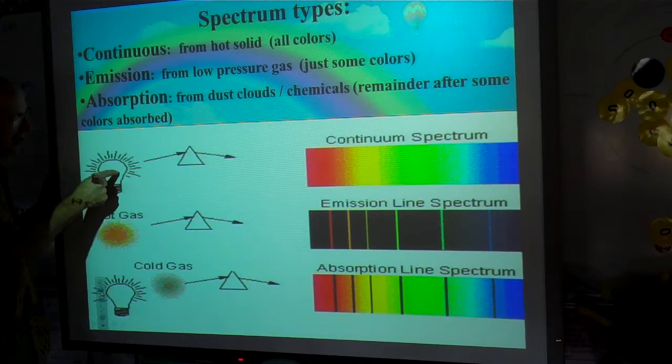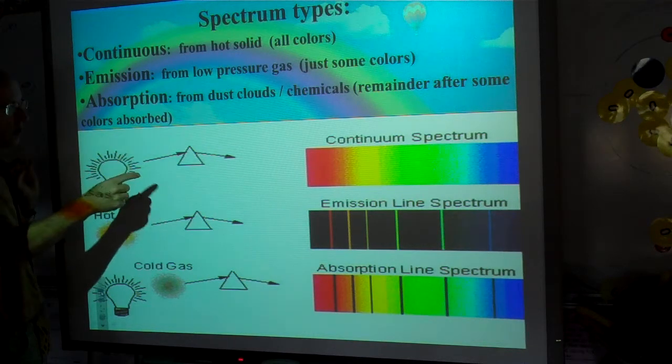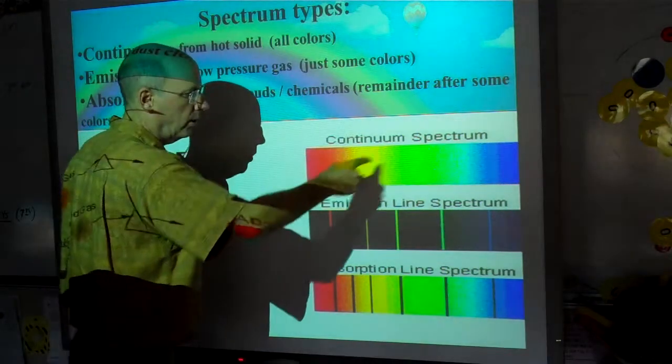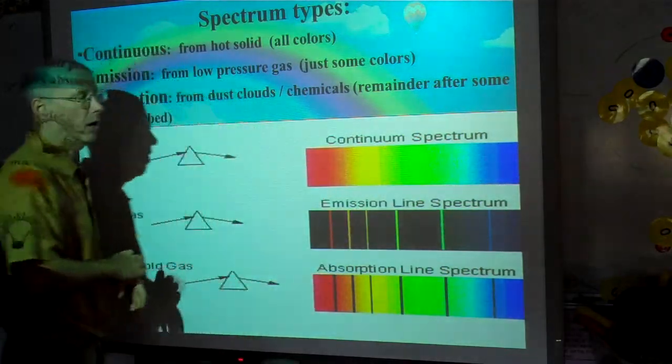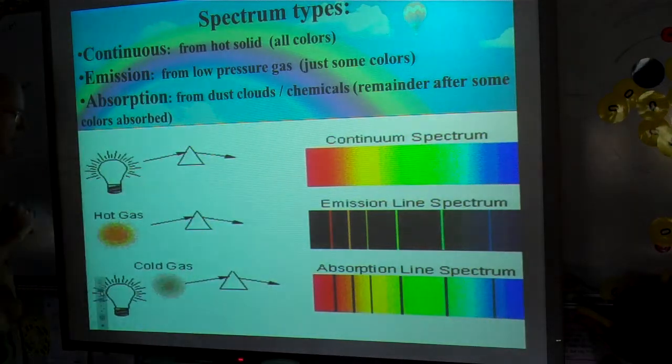Anyway, when you ran electricity through that, it got really, really hot and gave off all the colors of the spectrum. So if you took a prism right here, you'd see all the colors: red, orange, yellow, green, blue, indigo, violet, all the colors, Roy G. Biv. They're all given off by a hot solid.